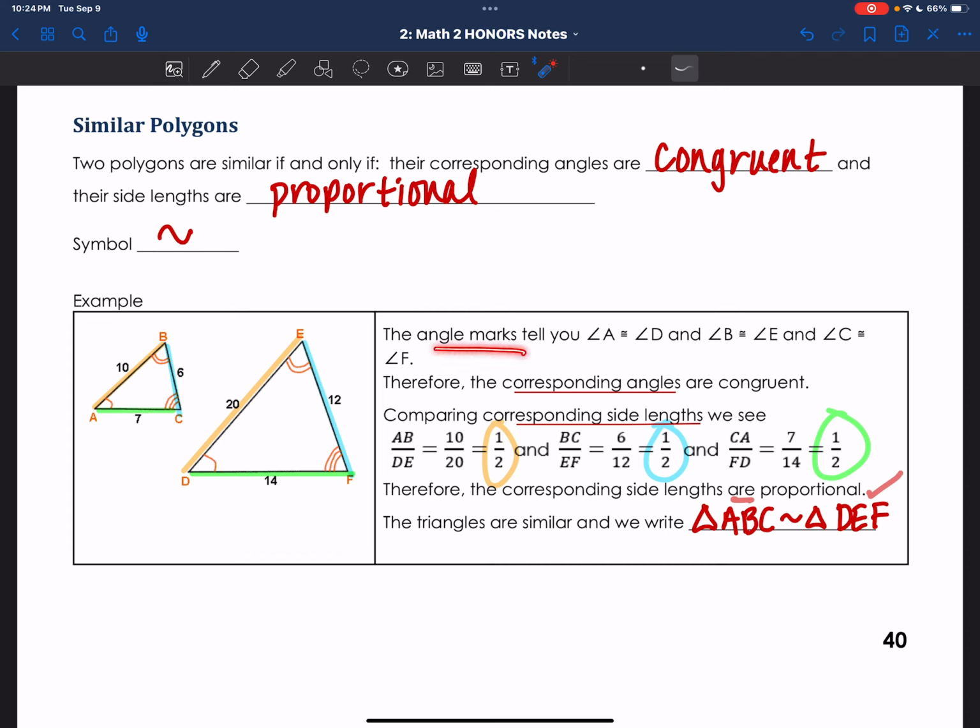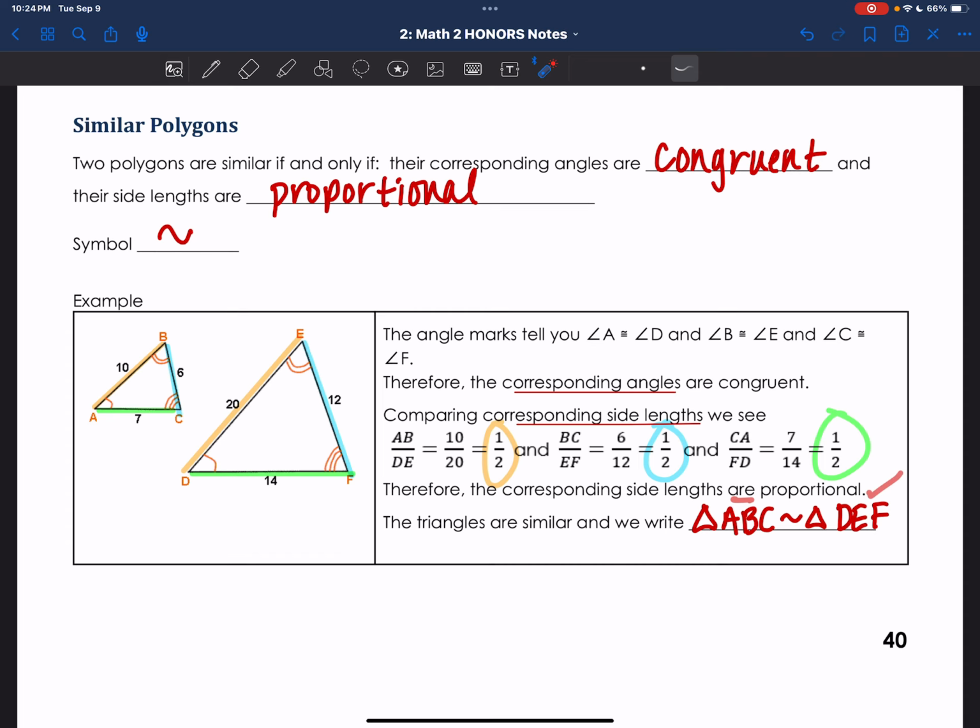So the angle marks tell you angle A is congruent to angle D, and angle B is congruent to E, and angle C is congruent to F. Therefore, corresponding angles are congruent. So far so good. So now we need to know, are the corresponding sides also proportional? If they are, we have similar triangles.